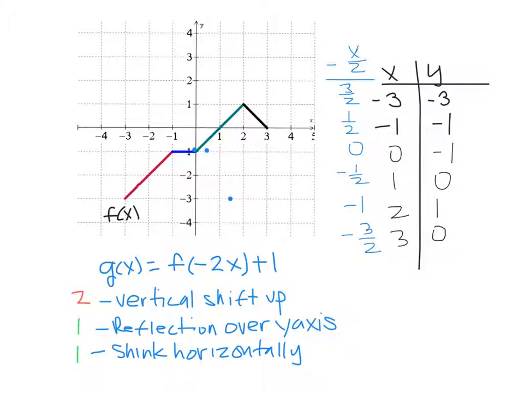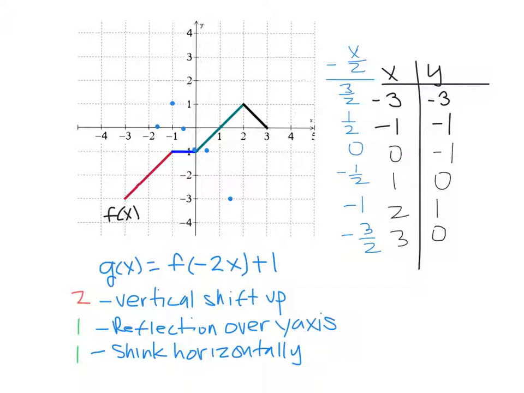Then negative 1 half, 0. After that, we want a negative 1, 1. Get that a little closer. Negative 1, 1, and then negative 3 halves, 0. So right there. Okay, so that just gets the reflection and it gets the horizontal shrink.